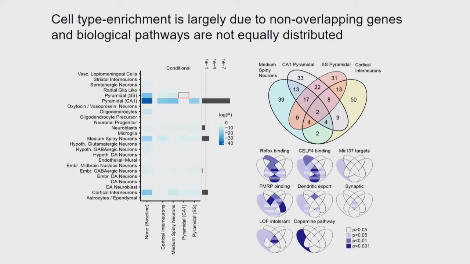So we did this analysis. We can now say that the different gene sets, the RBFOX binding genes, they're enriched in the pyramidal cells. Anything that has to do with the dopamine pathway is completely specific for medium spiny neurons, etc. And I think it's super interesting because what it suggests is that in different parts of the brain, the schizophrenia genetics is hitting different biological pathways.